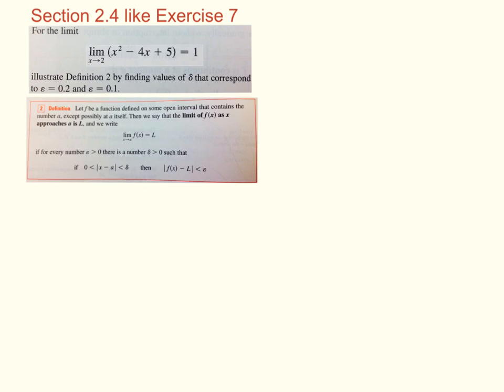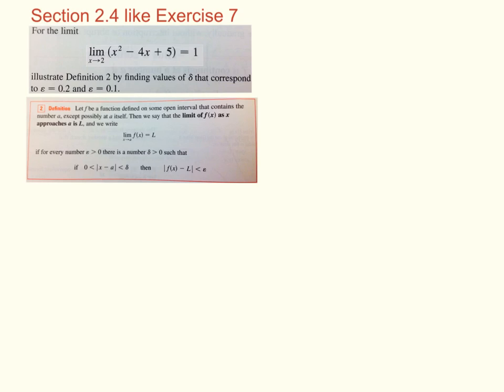In this video we will discuss textbook section 2.4, exercise something like number 7. We're not going to actually do number 7 and there's nothing comparable to it. So we're going to make up our own that's just like it. The directions read, for the limit as x approaches 2 of x squared minus 4x plus 5 is equal to 1, illustrate definition 2 by finding values of delta that correspond to epsilon equals 0.2 and epsilon equals 0.1.